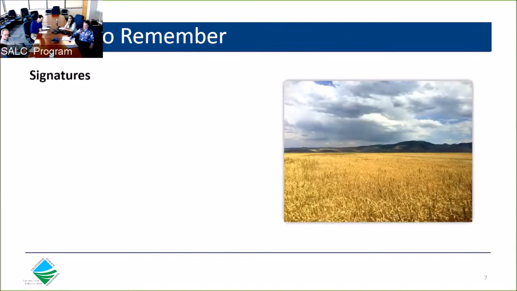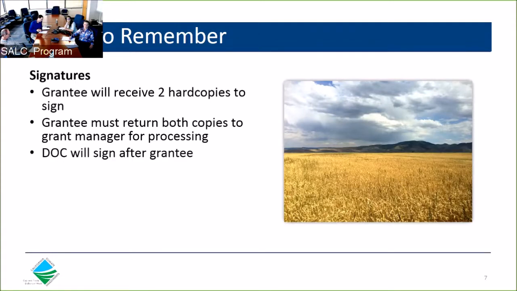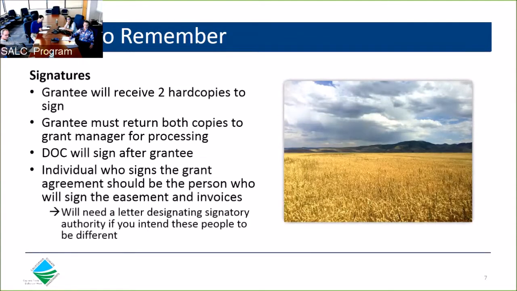And some additional points. So before I leave the topic of the grant agreement, please remember that you'll receive 2 hard copies of the grant agreement to sign. You'll sign both copies and return both copies back to the grant manager, who will then submit the agreements for final DOC signatures. Also keep in mind that the individual that signs the grant agreement on behalf of the land trust will also need to sign the invoices.